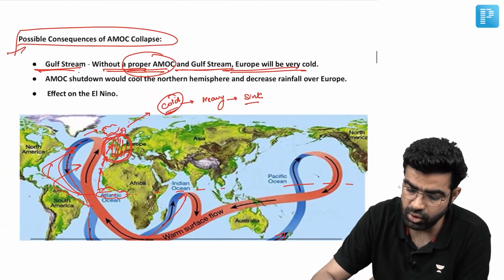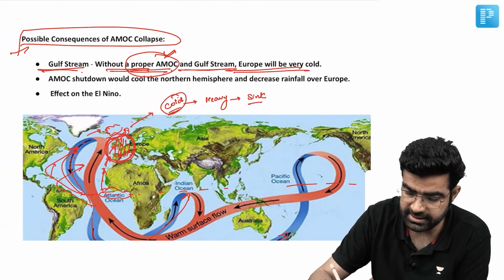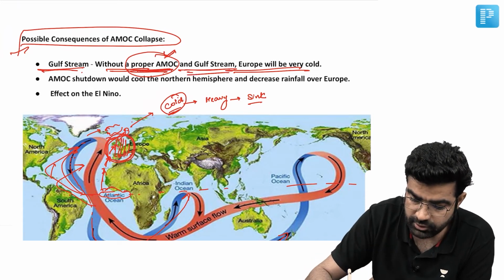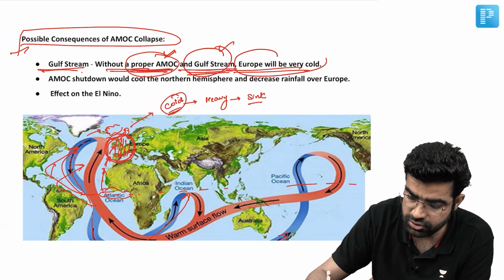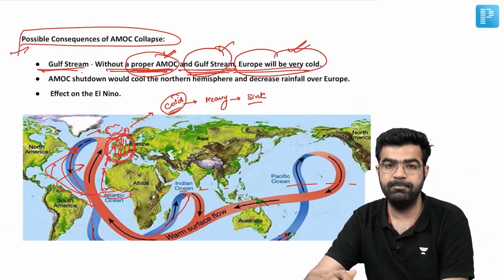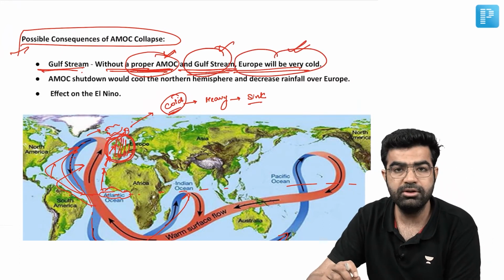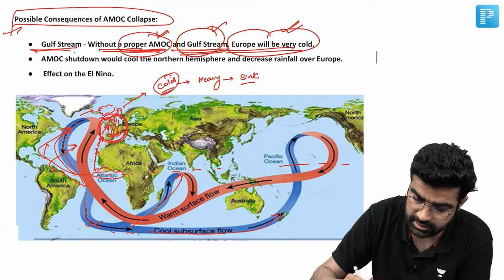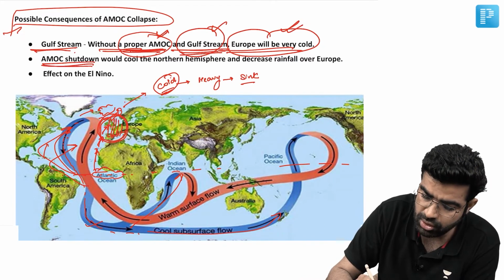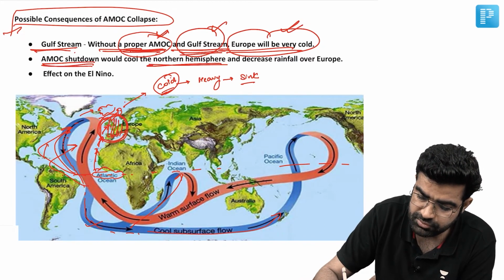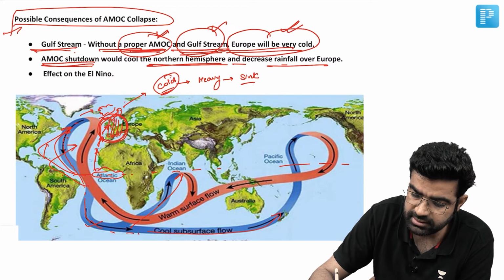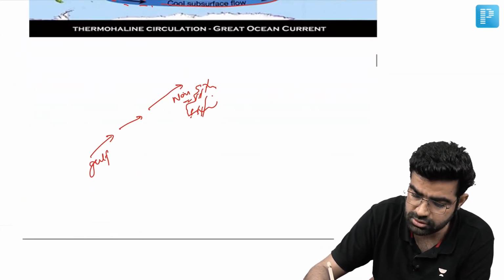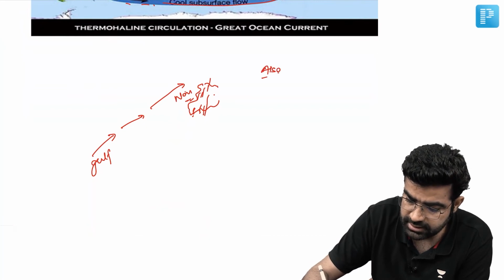So if this AMOC is losing its stability, or getting affected, that is definitely going to affect the Gulf Stream, and Europe will face the cold. The ports will not remain ice free, that is for sure. The second thing you can see here, because of this AMOC shutdown, the northern hemisphere will see the cold, and the rainfall will decrease in Europe, because rainfall is also associated with the temperature.